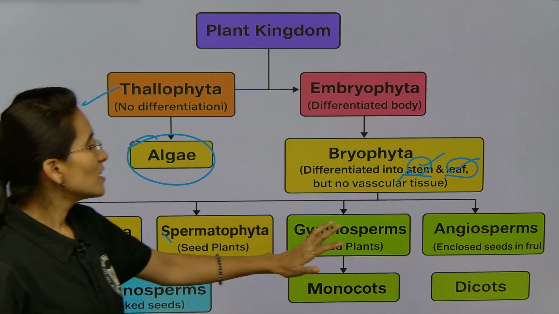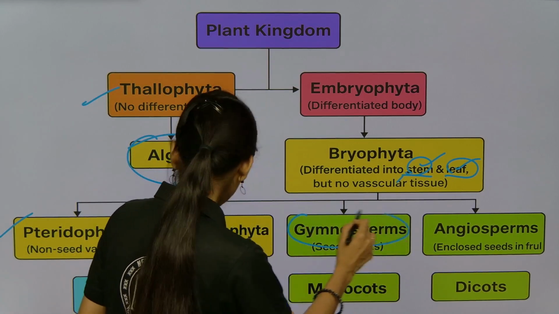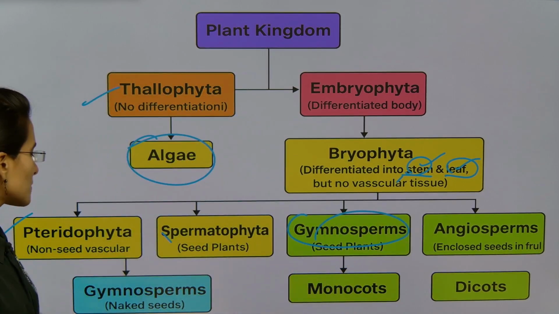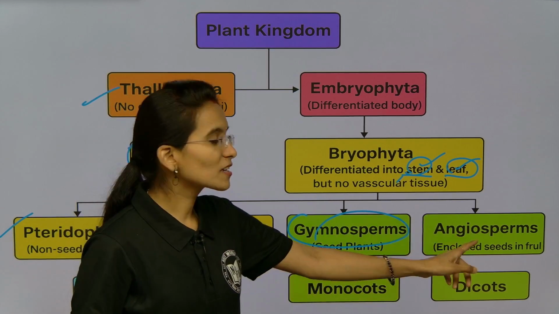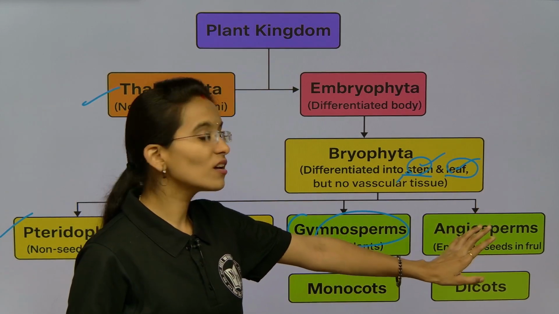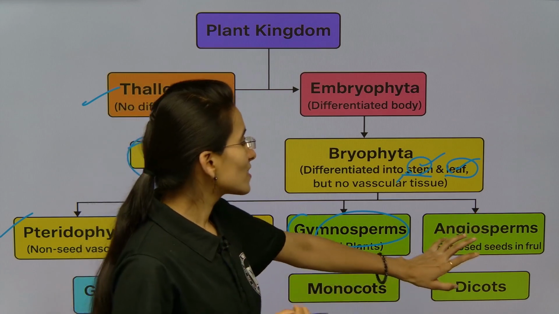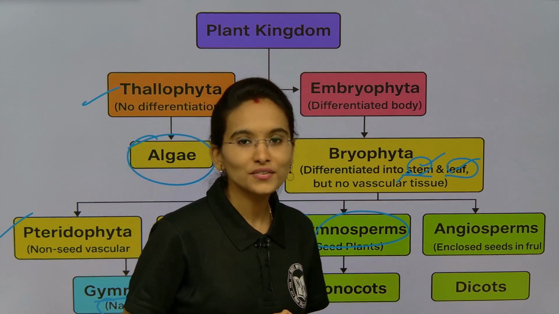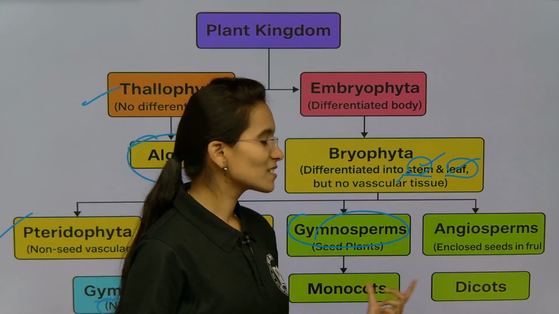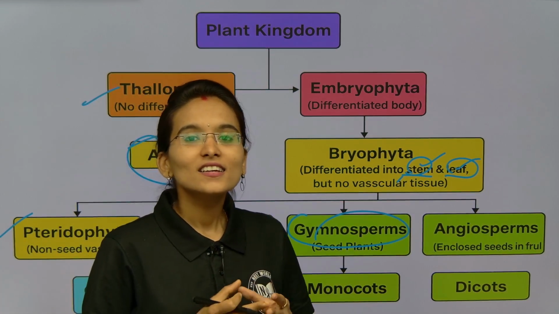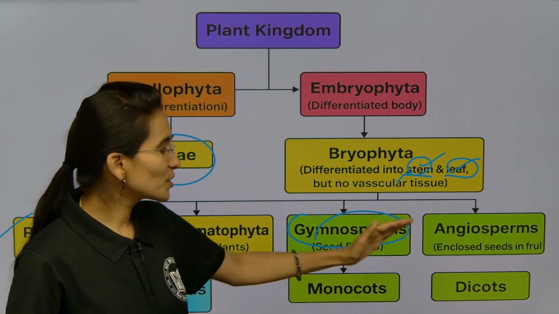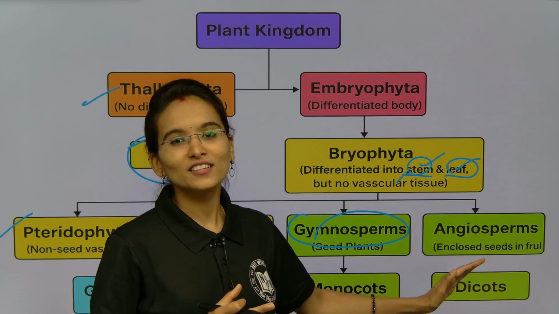And next one, gymnosperms. Gymnosperms are going to contain naked seeds. And next, when it comes to the angiosperms, these are all the flowering plants where the seeds are enclosed in the fruits. Again, angiosperms are subdivided into monocots and dicots depending upon the seedlings. We are also going to learn about each and everything, my dear students.